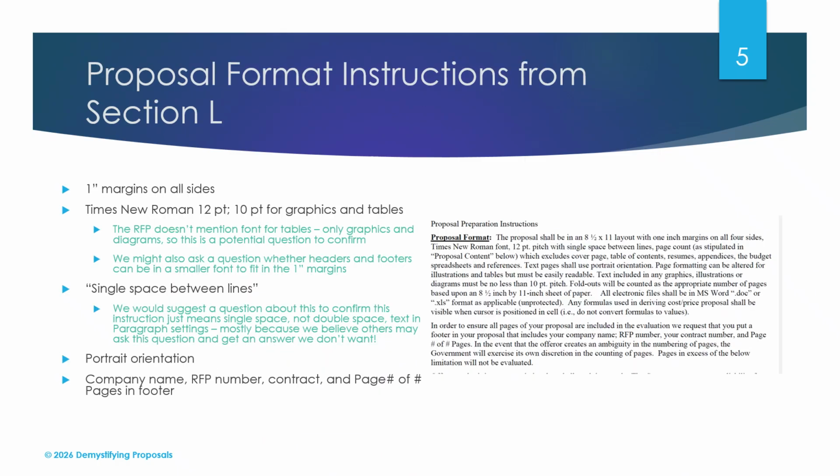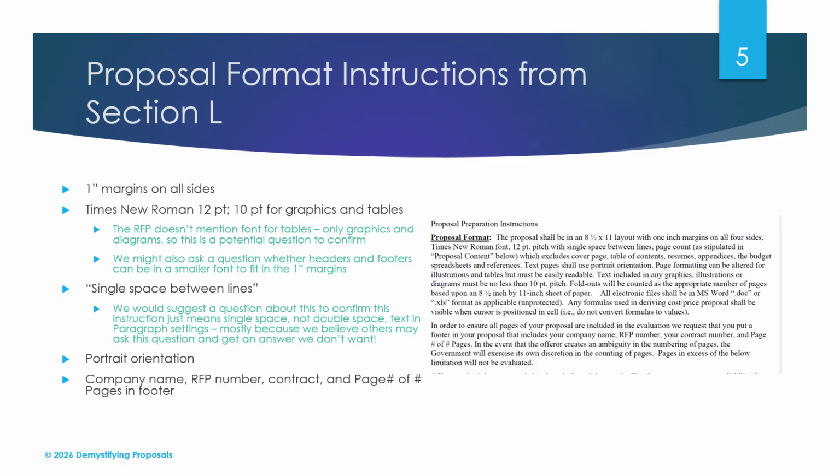So this is the proposal format instructions from section L, or as they call them, the proposal preparation instructions. They are asking for 1-inch margins on all sides, which is pretty standard in federal government proposals, Times New Roman 12 point for text, 10 point for graphics and tables. The RFP doesn't mention actually a font for tables, only for graphics and diagrams.